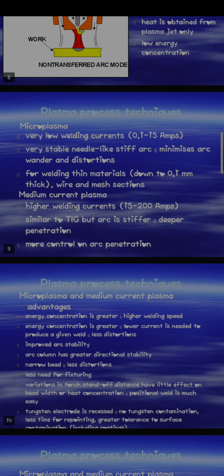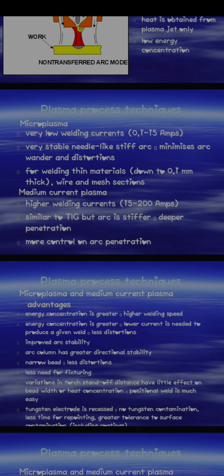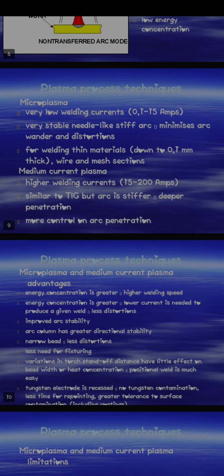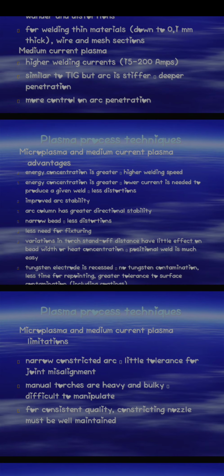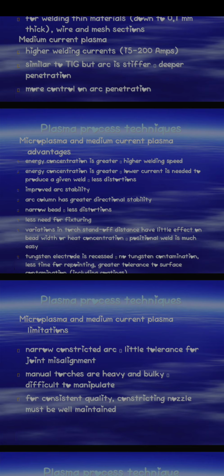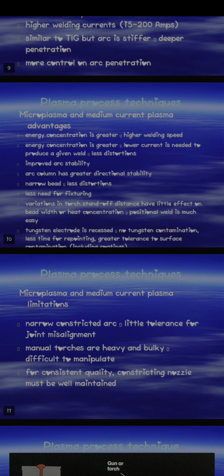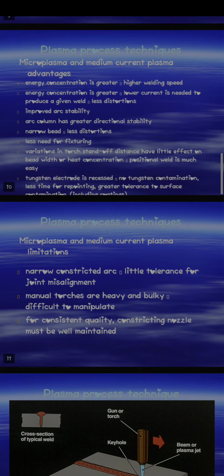Plasma process techniques. Very low welding currents give a very stable, needle-like stiff arc, which minimizes arc wander and distortion. Now the microplasma and medium current plasma advantages: energy concentration is greater, giving higher welding speed. Lower current is needed to produce a given weld, with less distortion and improved arc stability. The arc column has greater directional stability.